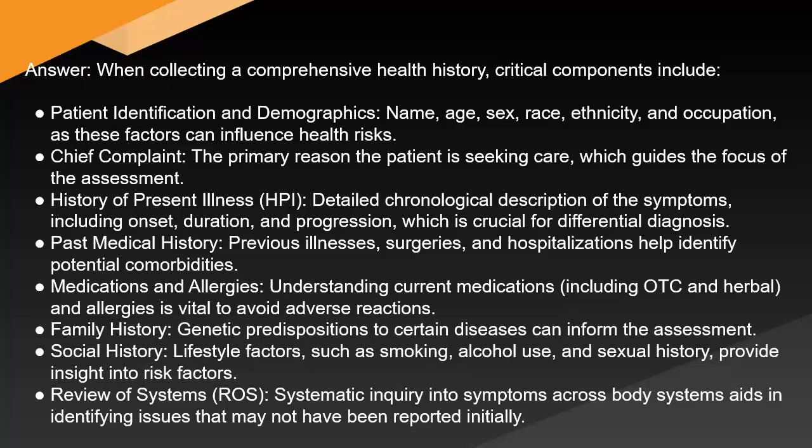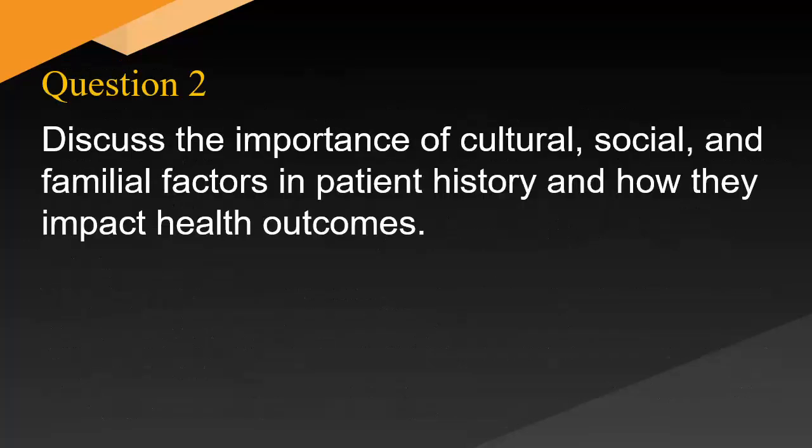Understanding current medications, including OTC and herbal, and allergies, is vital to avoid adverse reactions. Family history, genetic predispositions to certain diseases can inform the assessment. Social history, lifestyle factors such as smoking, alcohol use, and sexual history provide insight into risk factors. Review of systems (ROS), systematic inquiry into symptoms across body systems aids in identifying issues that may not have been reported initially. Discuss the importance of cultural, social, and familial factors in patient history and how they impact health outcomes.